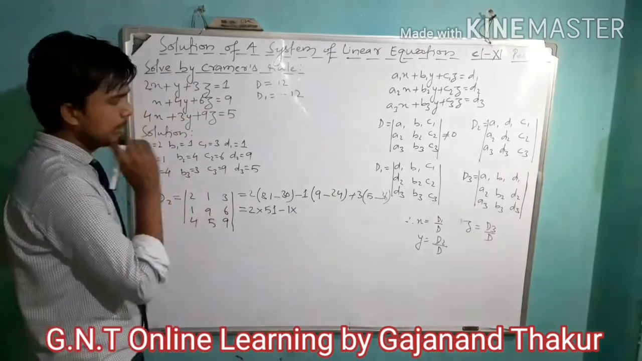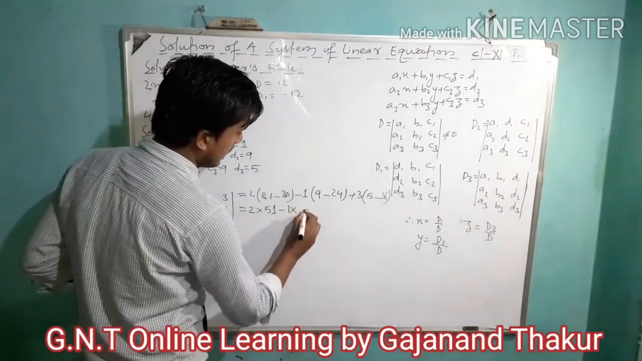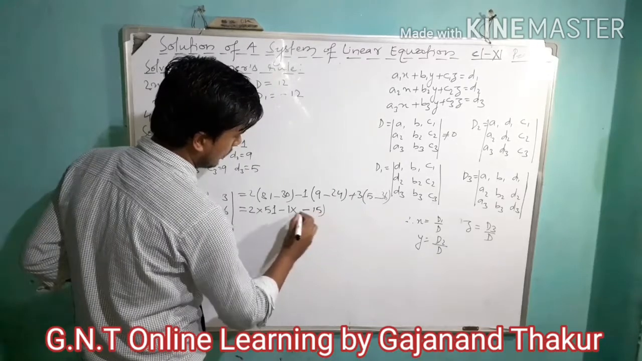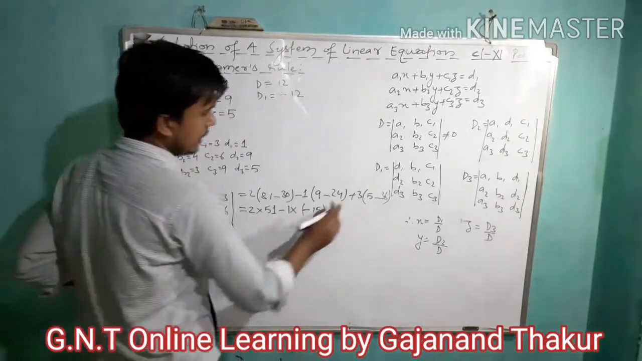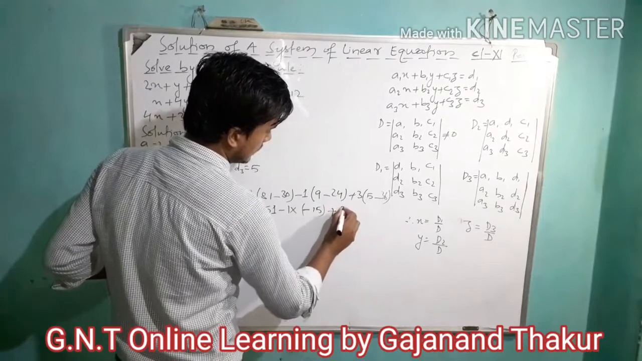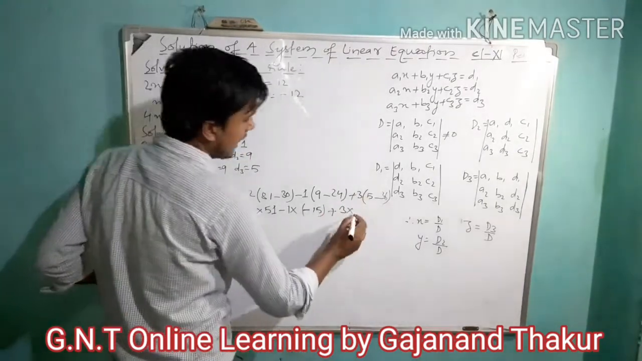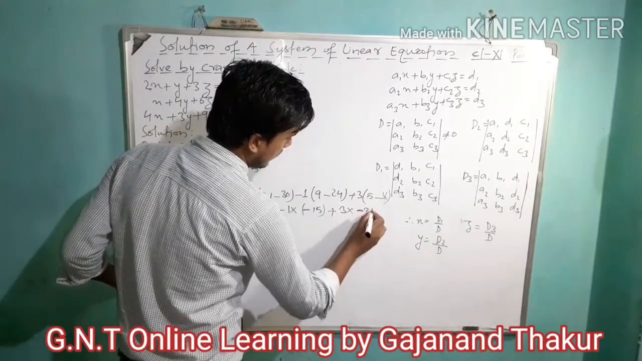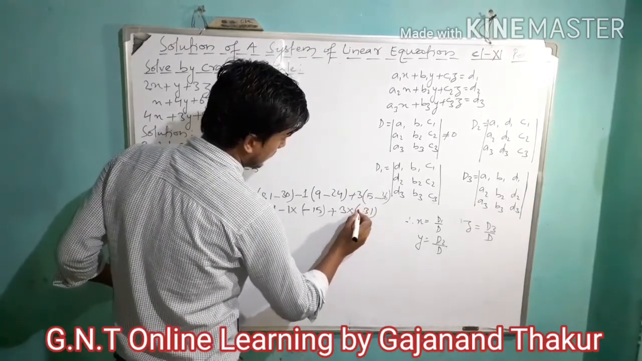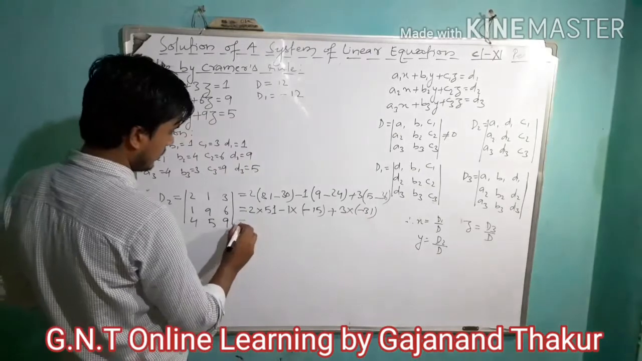So from 24 if you subtract 9, how much will we get here? Minus 15, right? Minus 15. Now plus 3 into 5 minus 36. So 36 minus 5 will be 31, minus 31, right? Minus 31. Now let's do it here.